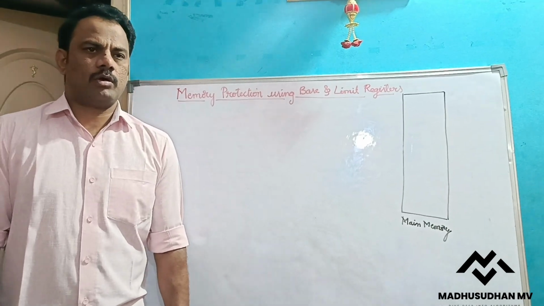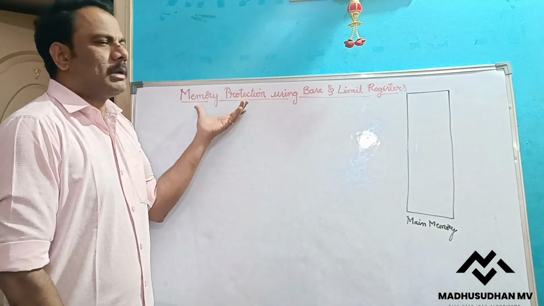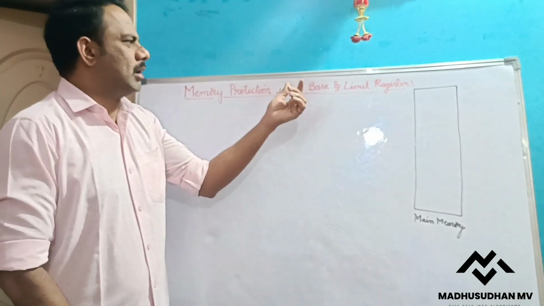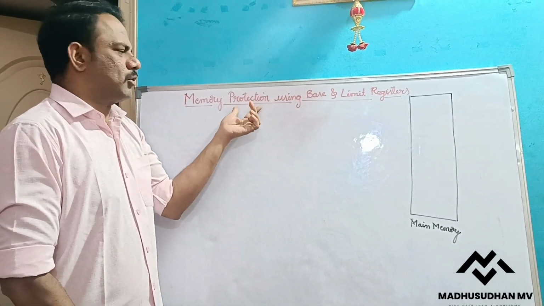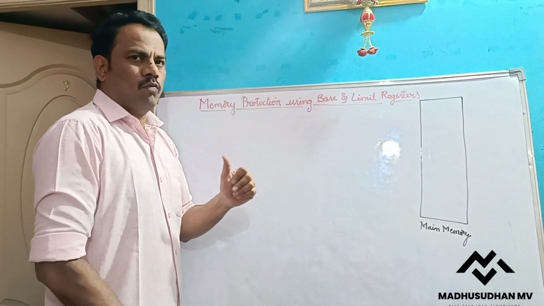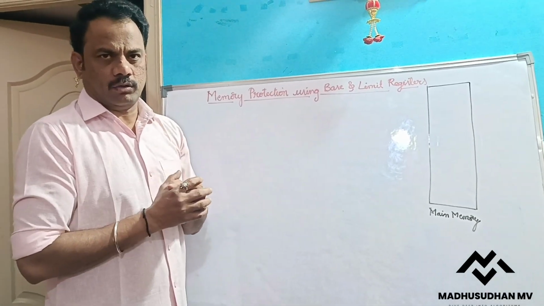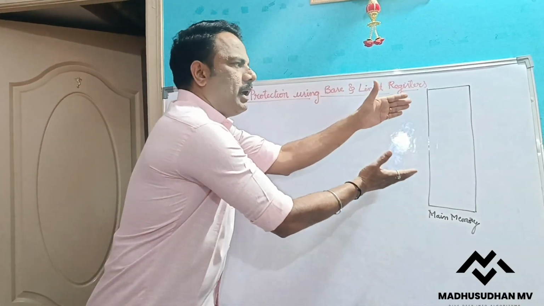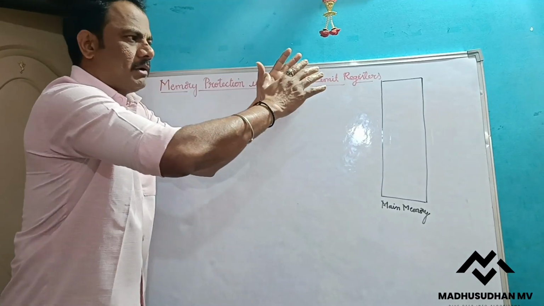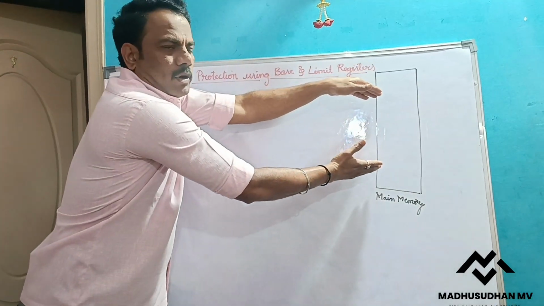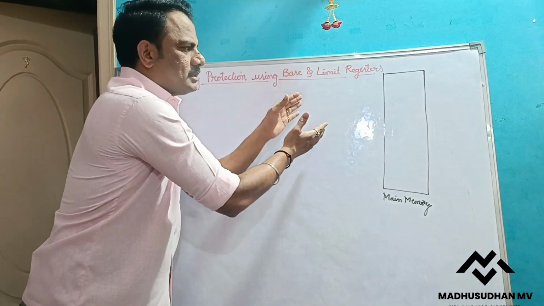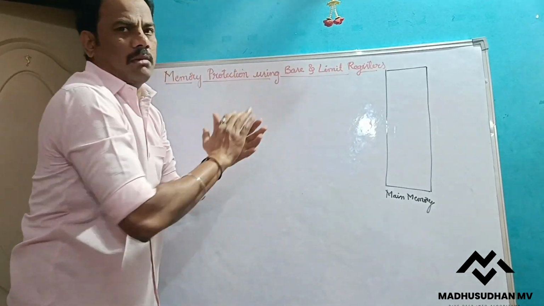In this video, I am going to explain memory protection using two registers called base register and limit register. Why do we need protection first of all? We know that whatever program we want to execute should be in the main memory. Whatever programs are in the secondary memory, first we need to bring into the main memory, then only our processor can fetch from the main memory.